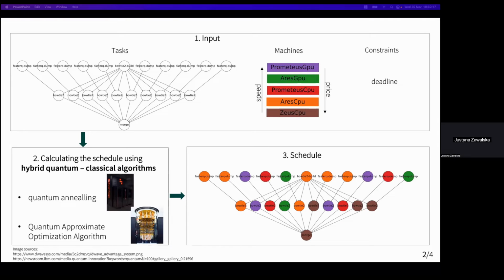To assign machines to tasks, we use two hybrid quantum-classical algorithms. The first one is quantum annealing optimization that is performed on the D-Wave quantum computer. The second is the quantum approximate optimization algorithm that is executed on a gate-based quantum computer. The result of this hybrid quantum-classical optimization is the schedule that has assigned machines to tasks.